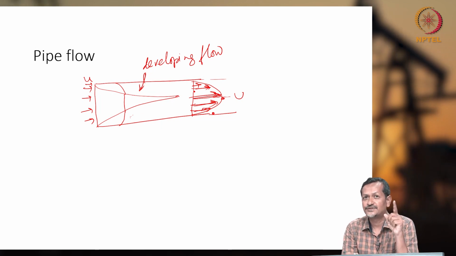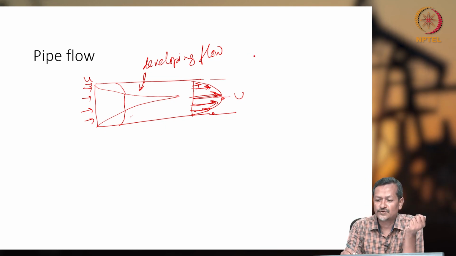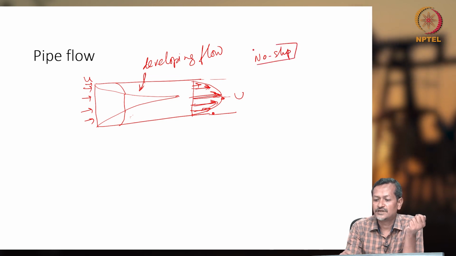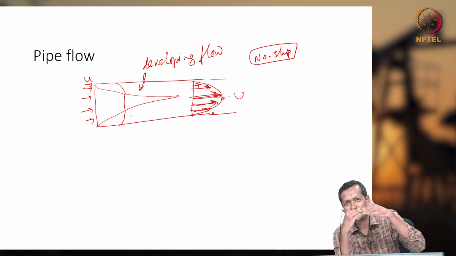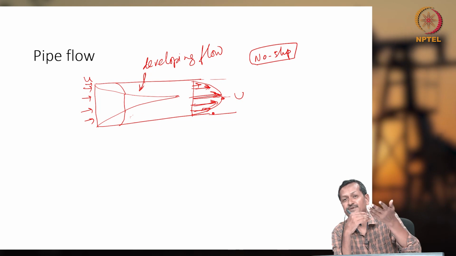When wall velocity is 0, it is normally called the no slip condition. No slip means we are assuming the particle is not slipping, it is sticking, and velocity is 0 on the wall. If it is not sticking, then velocity will not be 0.